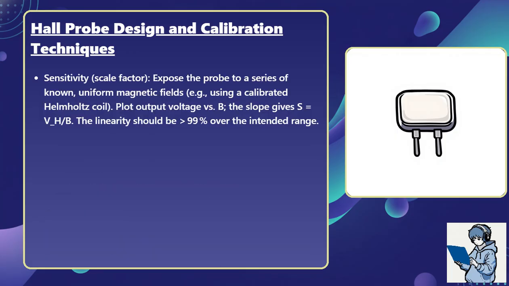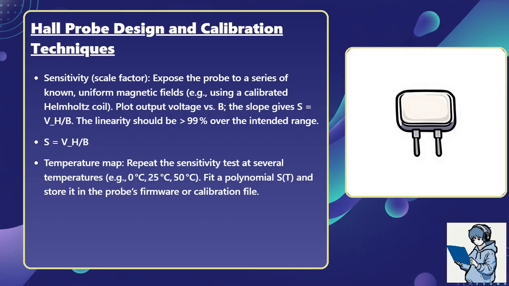Sensitivity scale factor: expose the probe to a series of known uniform magnetic fields, such as using a calibrated Helmholtz coil. Plot output voltage versus B. The slope gives S = V_H / B. The linearity should be greater than 99% over the intended range.